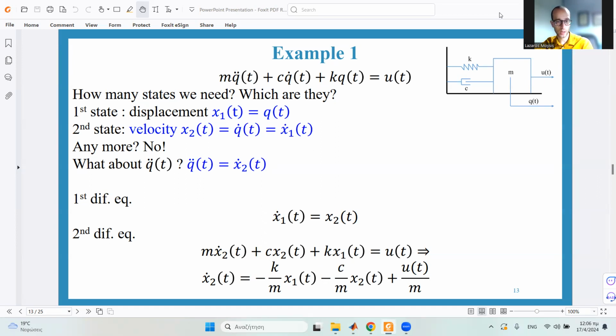But let's explain. I'm going to use a very simple example here. I have this mass, spring and damper system. I have a mass M here. Q means the displacement of the mass. U is the force applied to the mass. And we have a spring with coefficient K and a damper with coefficient C. So let's say I want to simulate this system in Matlab.